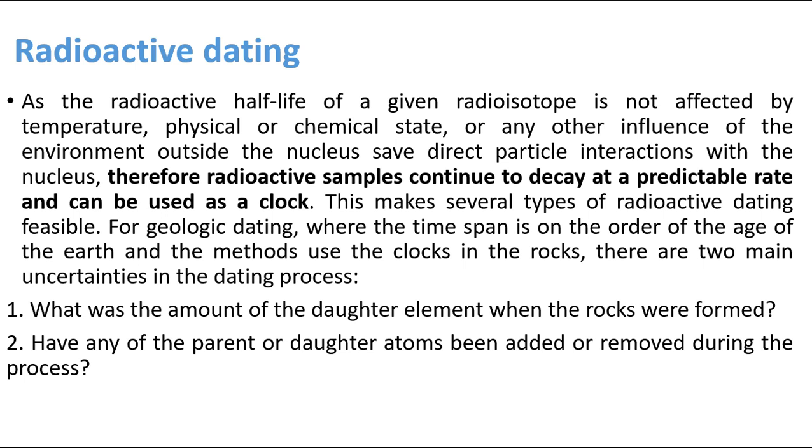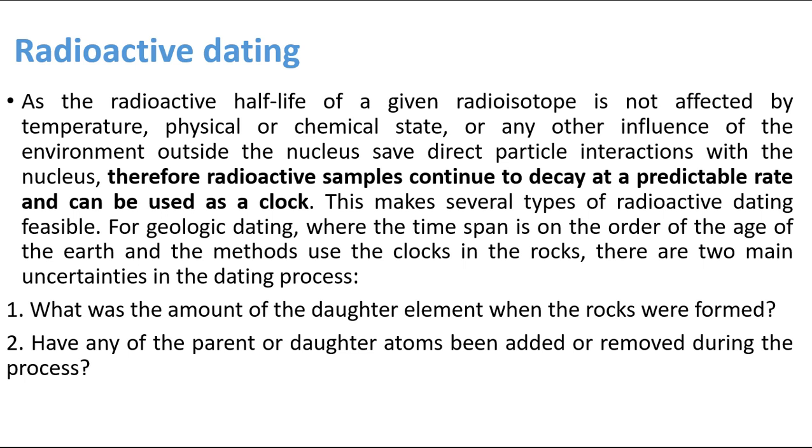The radioactive half-life of a given radioisotope is not affected by temperature, physical or chemical state, or any other influence of the environment outside the nucleus, save direct particle interactions with the nucleus. Therefore, radioactive samples continue to decay at a predictable rate and can be used as a clock, because they are not affected by physical or chemical state, temperature, or other environmental effects. This makes several types of radioactive dating feasible.